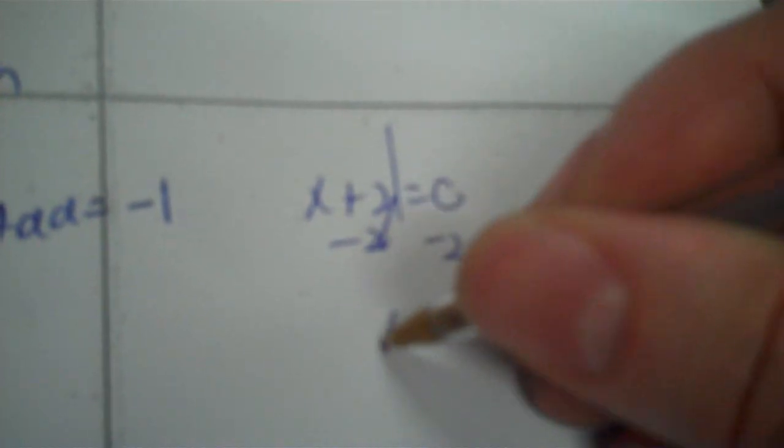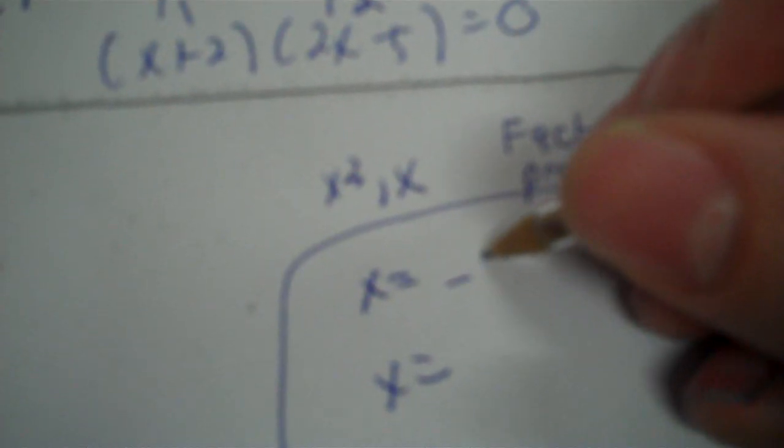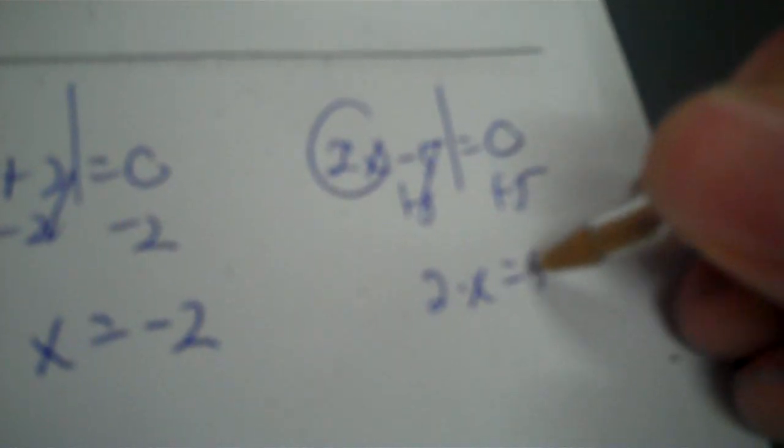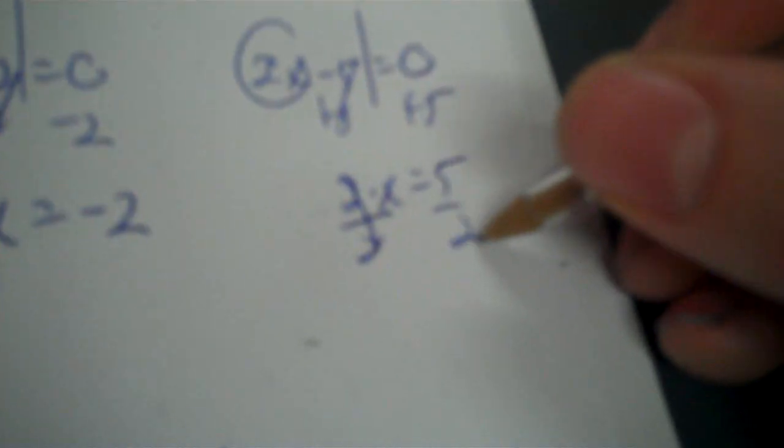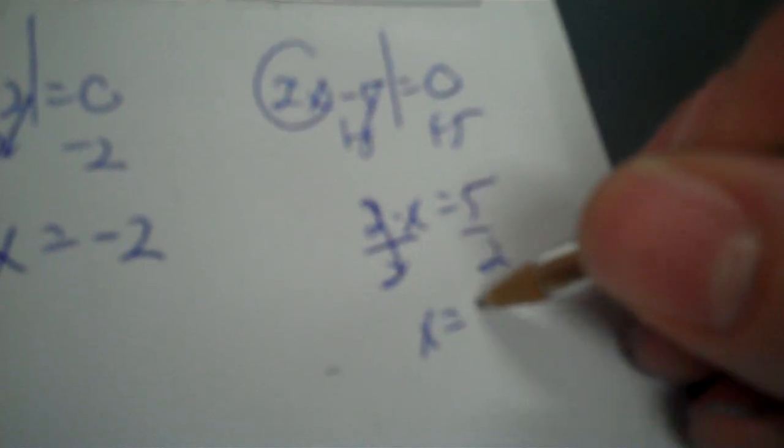And we're going to get the 2 answers with the F1, F2. So x plus 2 could equal 0. 2x minus 5 could equal 0. So minus 2, we get negative 2. Plus 5, we get 5. 5 divided by 2 is 2.5. You can also go 2.5 if you want. Okay, so those are your answers.